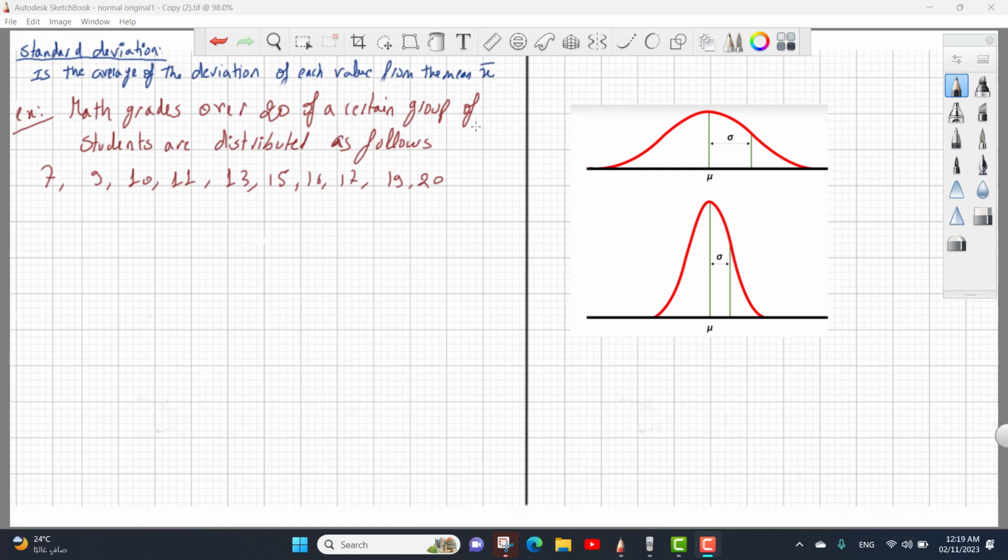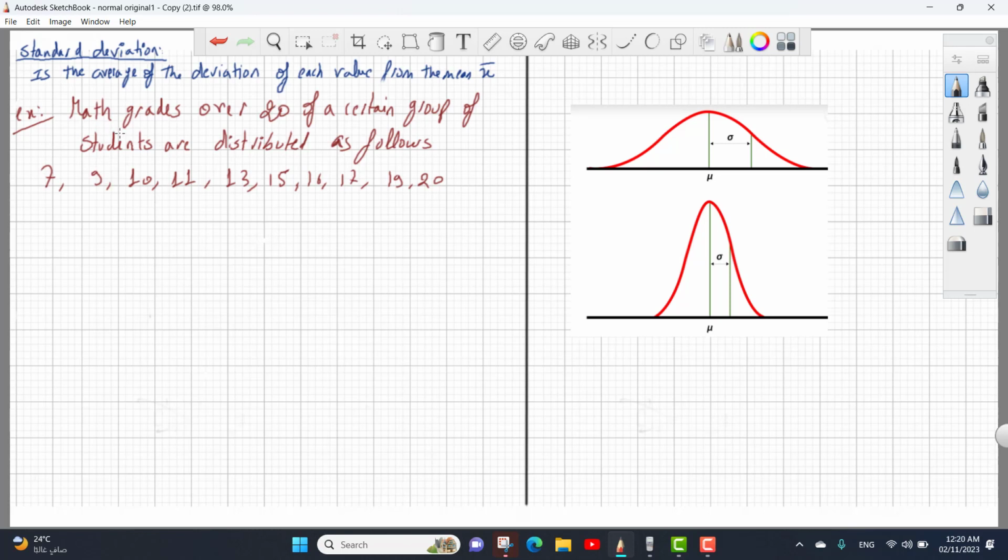Hello everyone, our video today is about the standard deviation, because everybody is asking what is the standard deviation, and there is another question, how to calculate the standard deviation. Actually, the standard deviation is the average of how much each value deviates from the mean, how far each value is from the mean.